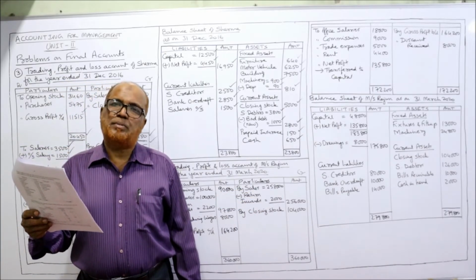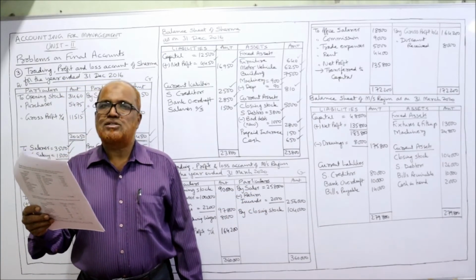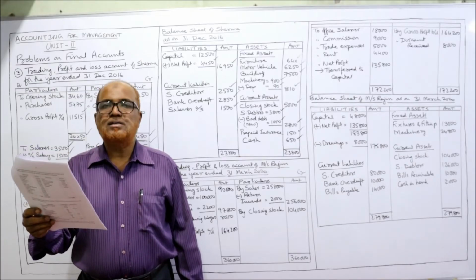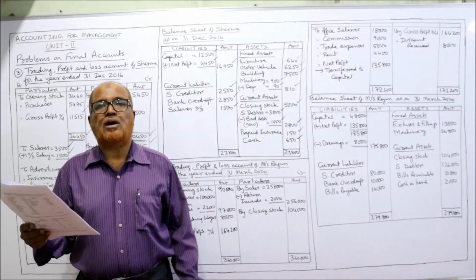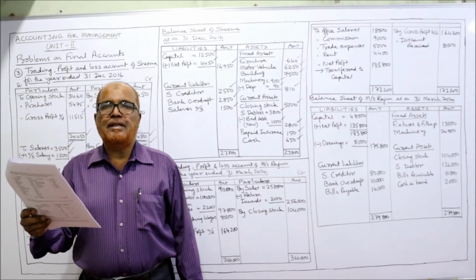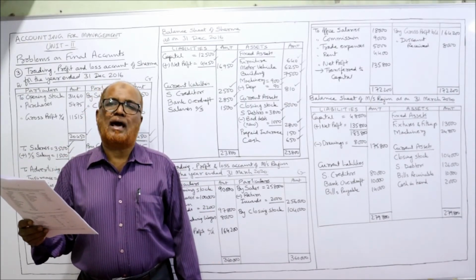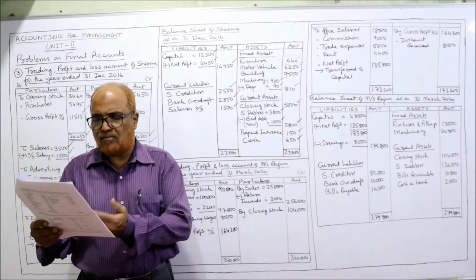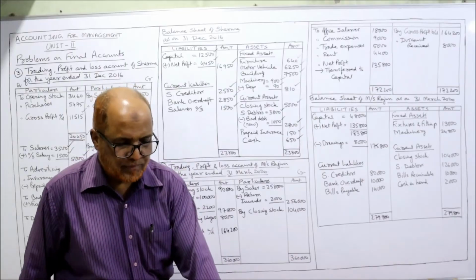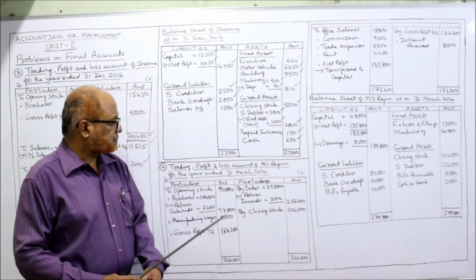Trade expenses, P&L account debit side. Rent, P&L account debit side. Discount received, it's an income. Profit and loss account credit side. Then bills payable, current liability. That's all the trial balance items over. Closing stock is given 1,04,000. That's all. Now the answer will be like this.